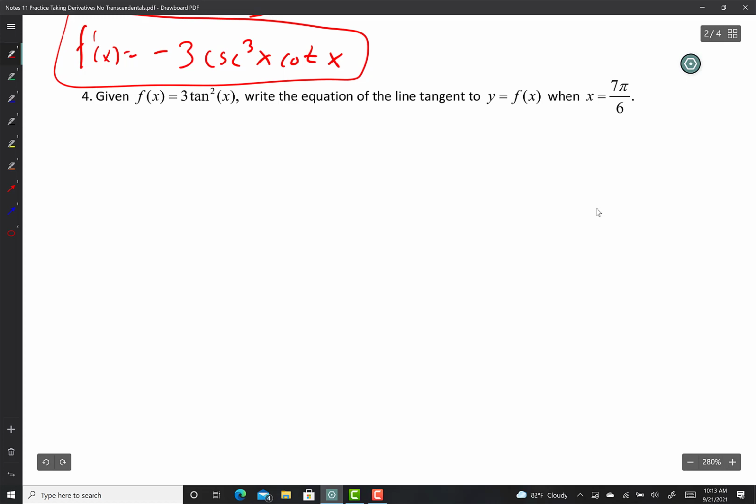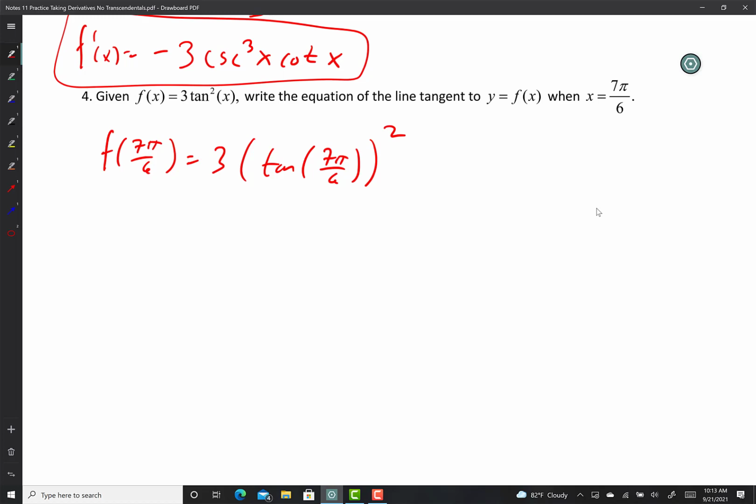Perfect. Given f of x equals 3 tan squared, write the equation of the line tangent when x is 7 pi over 6. So here comes pre-cal. It's never extreme pre-cal, it's just basic. I need two things. What and what? Point and slope. So here we go. I need to get a point first, so I'm going to plug in 7 pi over 6. So 3 parenthesis tan of 7 pi over 6, close it, squared.